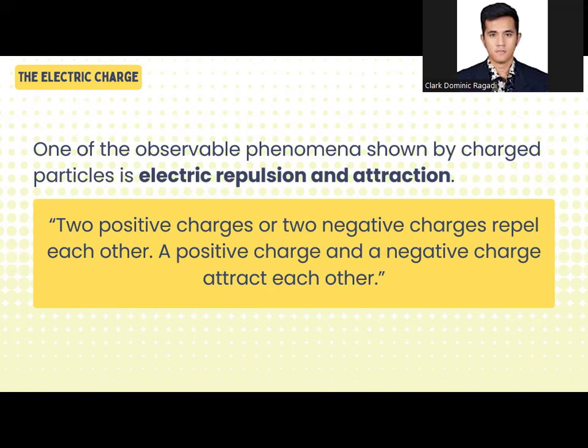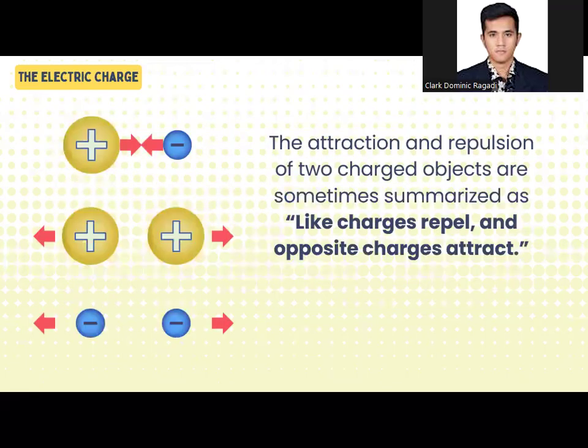Electric repulsion happens when you have either two positive charges or two negative charges. If you try to put together positive charges, they would repel each other. Same goes with two negative charges. Meanwhile, electric attraction happens when there are two particles with opposite charges, so one is positive and the other one is negative. The attraction and repulsion of two charged objects are sometimes summarized as like charges repel and opposite charges attract. So when can we say that an object is positively charged or negatively charged?